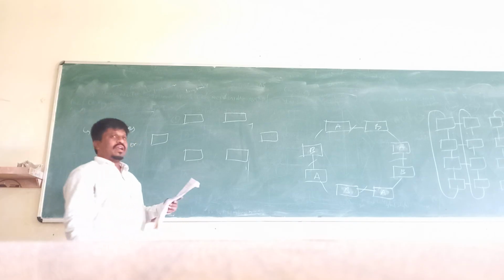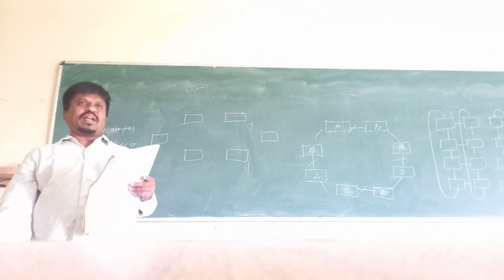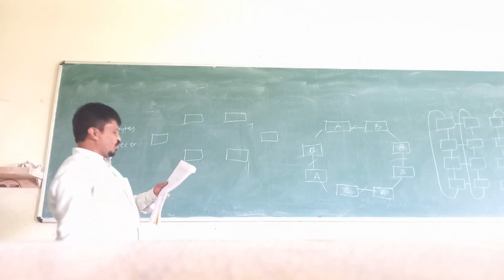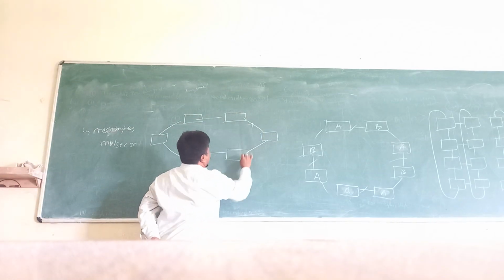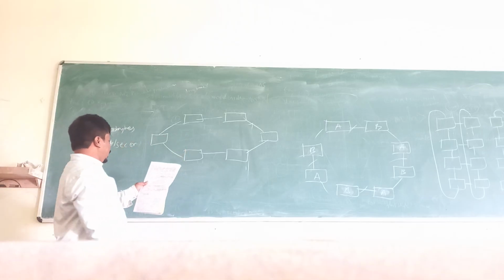As I already told you, these are the fully interconnected networks. I'll be connecting each to the other. 1, 2, 3, 4, 5, 6. Done? I need to connect each one.